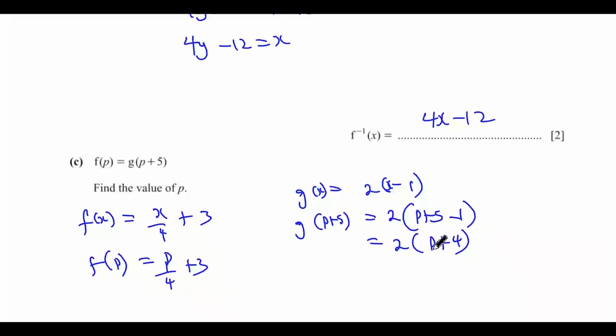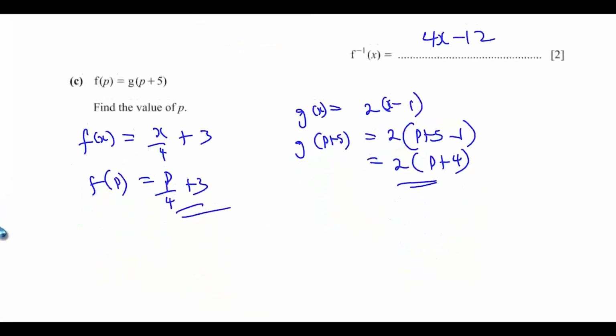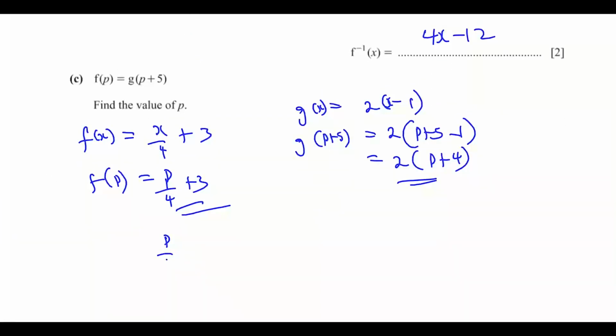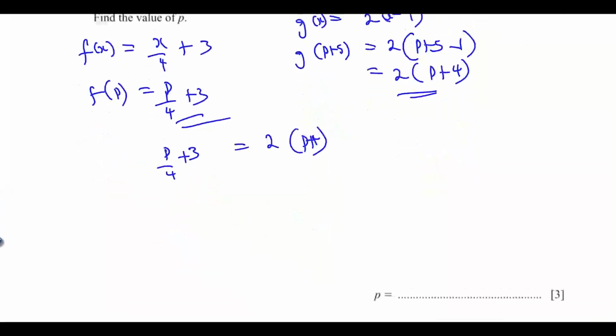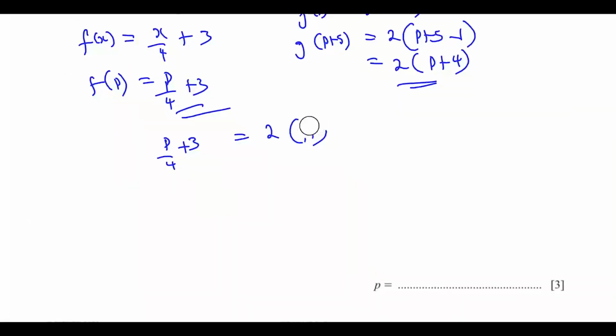Then we can now equate this and this. So p over 4 plus 3 is equal to 2 into p plus 4. We can expand this bracket first. Sorry, let's write this again. This will be 2 into bracket p plus 4, so p over 4 plus 3 equals 2p plus 2 times 4, which is 8.